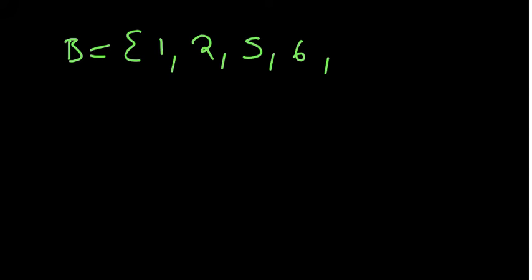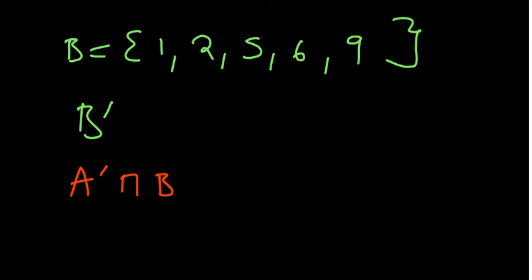You can now feel free to practice using the same universal set from 1 to 10. Now consider set P, which is made up of 1, 2, 5, 6, 9. Find its complement. We can start from there. In addition to that, we can also find the intersection between A complement and B complement.